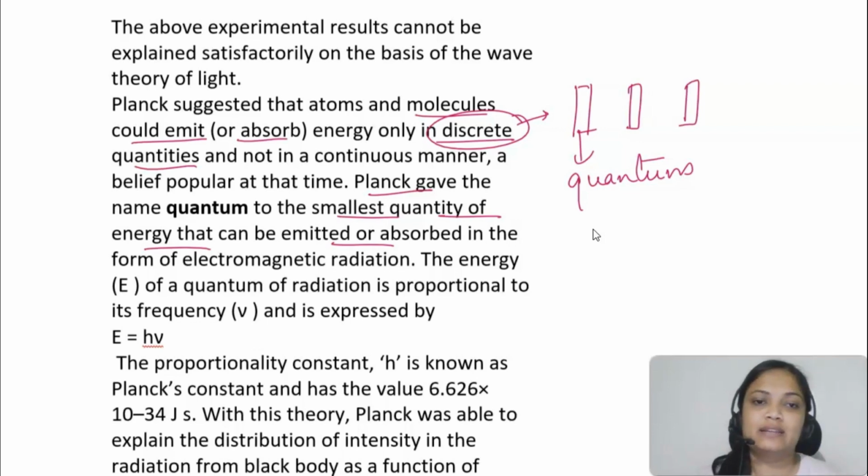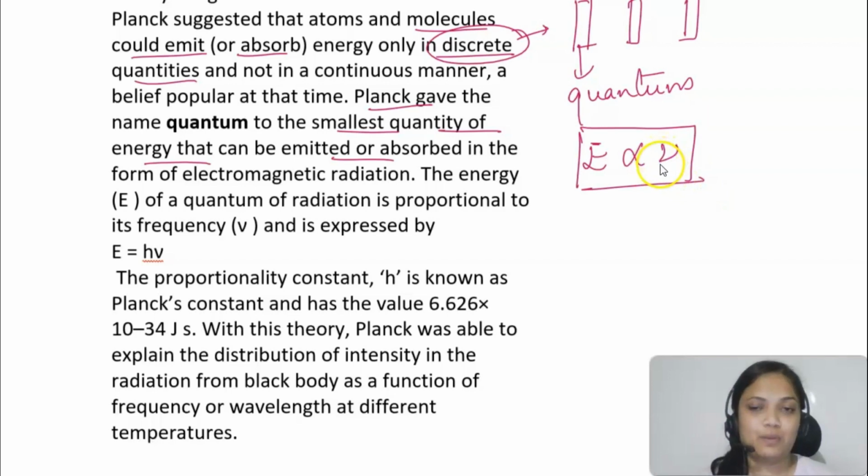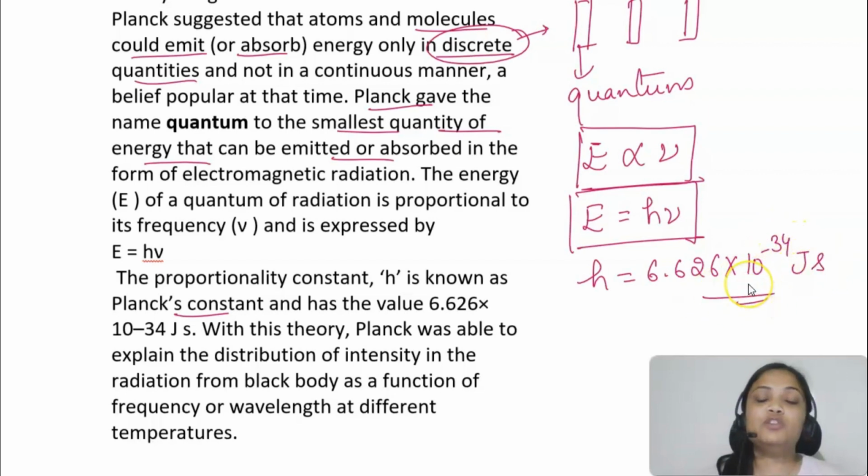That's what he said. So he said that the energy of the quantum of a radiation will be directly proportional to the frequency. If we remove this proportionality sign, we get a proportionality constant, which is h. This h is known as Planck's constant, and the value of h is 6.626 × 10^-34 joule second. So the energy will be directly proportional to the frequency. That's Planck's equation, you can note.